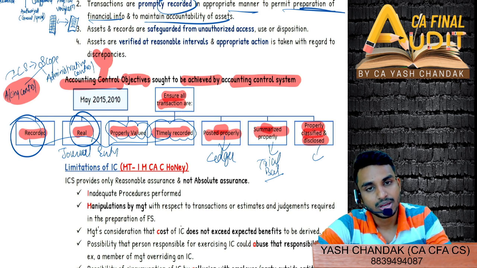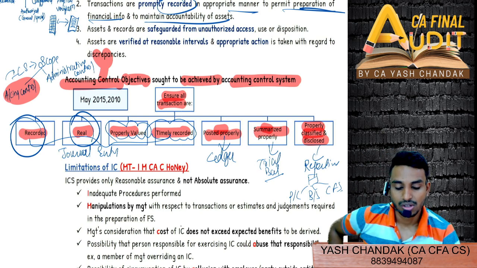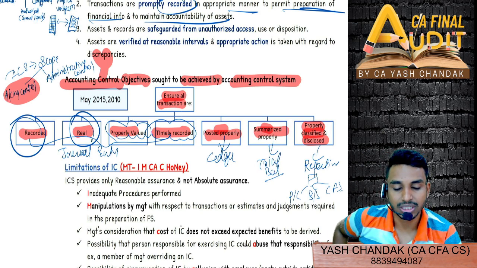That means what? Properly classified and disclosed will be what? Your reporting on financial statements: profit and loss, balance sheet, cash flow statement, right? So that is your accounting control objective which is sought to be achieved by your accounting control system.